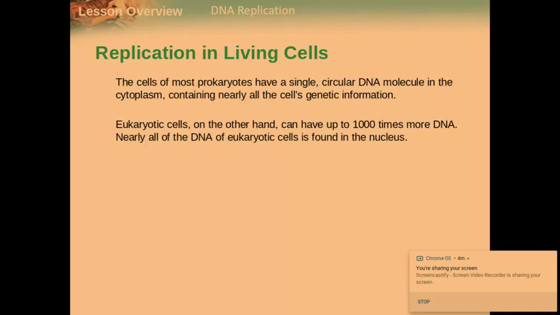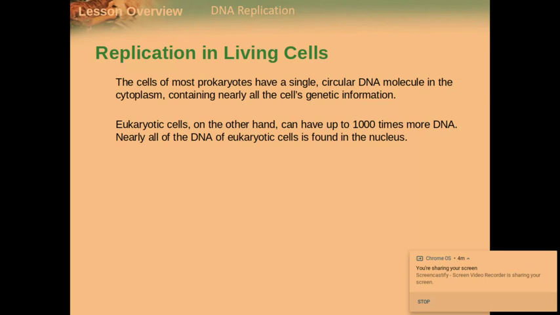The cells of most prokaryotes have a single circular DNA molecule in the cytoplasm containing nearly all the cell's genetic information. Eukaryotic cells, on the other hand, have up to 1,000 times more DNA. Nearly all of the DNA of eukaryotic cells is found in the nucleus.